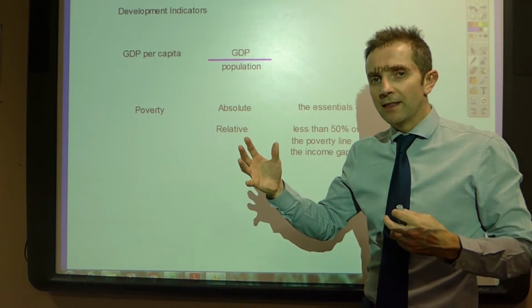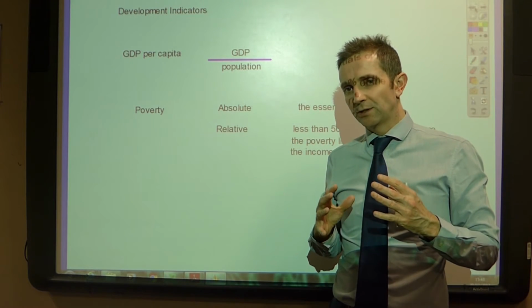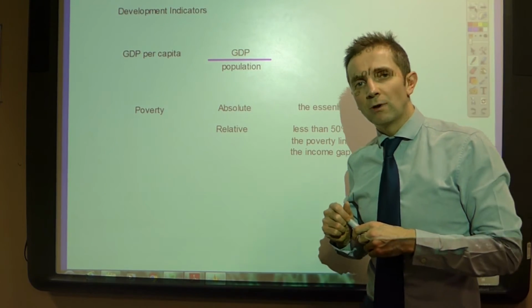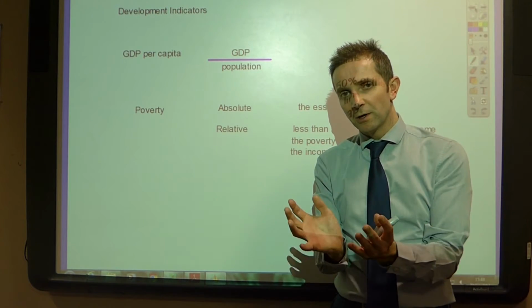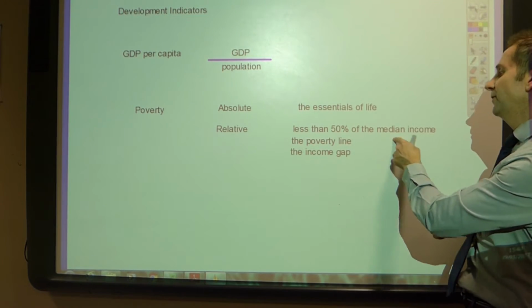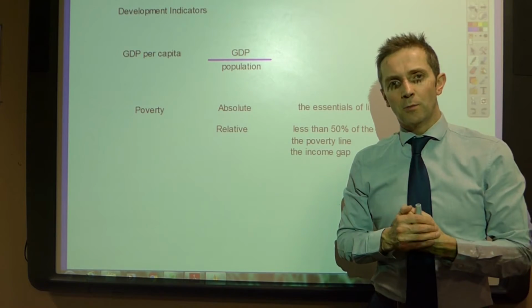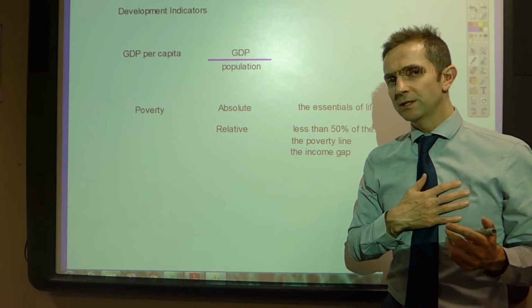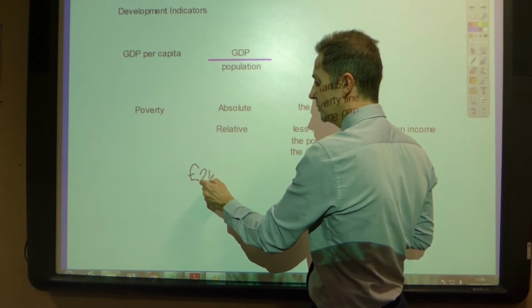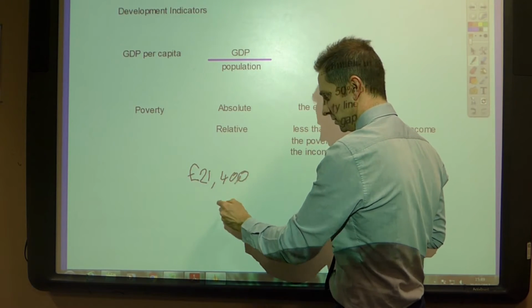Now another way of looking at that, and this is a better explanation and definition of it, is to say that you are in relative poverty, relative to everyone else in your country, if you are living on less than 50% of the median income in your country. Now if we take the UK, for example, the median income is £21,400 per annum.